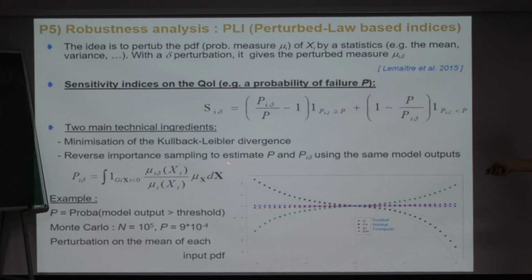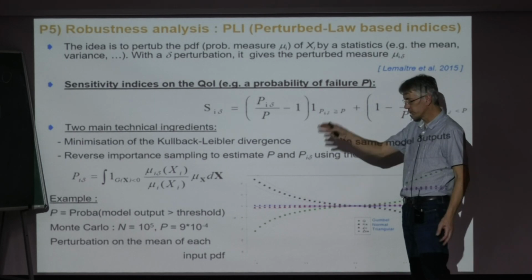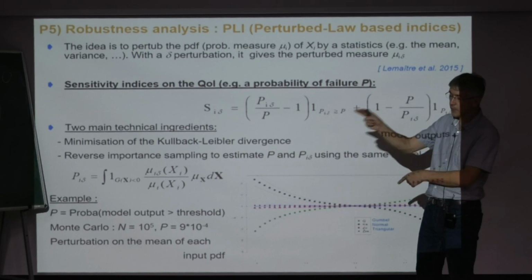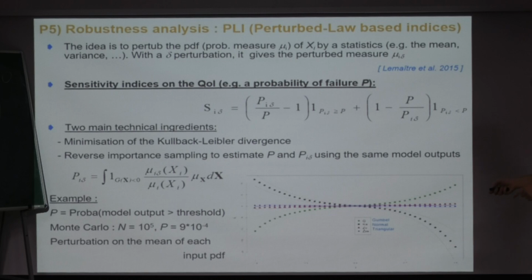And you see here a very simple formula that we call reverse importance sampling. Importance sampling is when you move these things to compute the probability, and afterwards you come back to the initial distributions. I use the same sample that I used to compute P in order to compute P i delta, the probability when I have perturbed the input Xi by delta. I just have to put a ratio here between the perturbed density and the initial density. It's very easy to compute, and so I compute my perturbed probability.